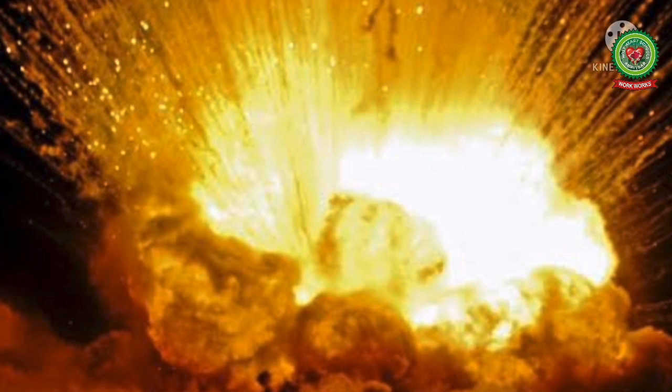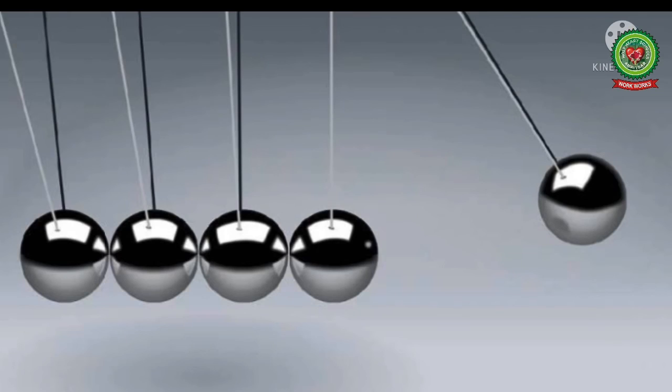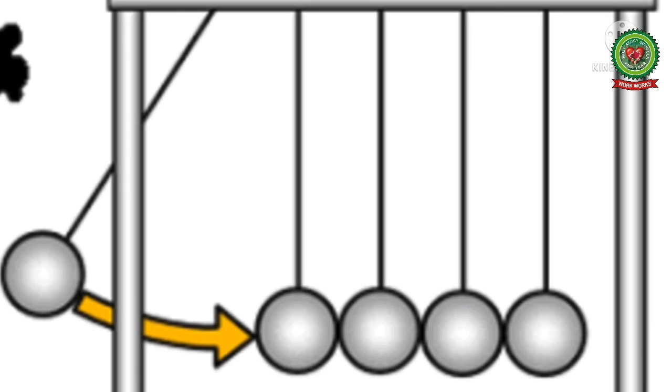Let's come to another example, collision of balls. Children, here in this picture you can see a number of balls being suspended. When only one ball is made to strike from the left, one ball at the opposite end moves away. But if two balls are made to hit the row of the remaining balls, two move away from the other end, so that the total momentum remains conserved.